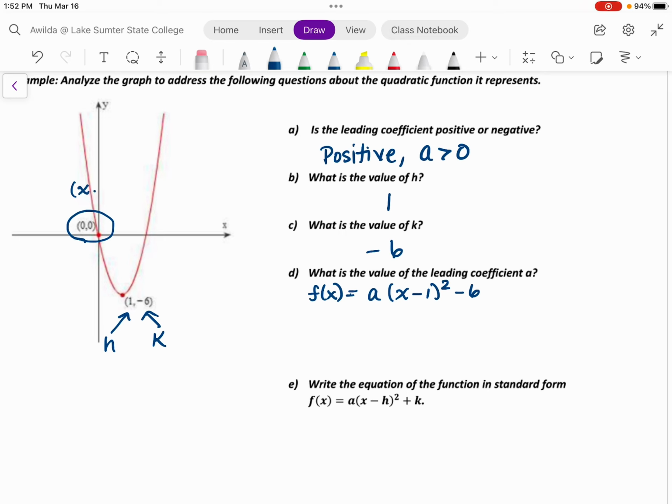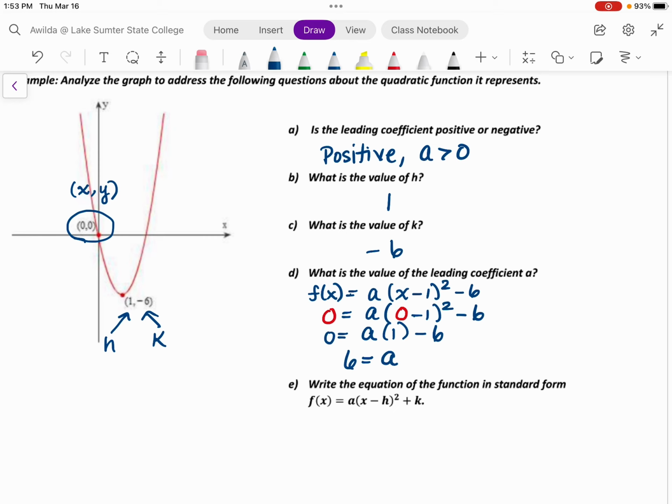Well, that is an xy pair that must satisfy the equation. So if I substitute 0 for x and 0 for y, I should be able to use that to solve for a. So I'm going to substitute 0 for y and 0 for x and then see what happens. So I have 0 equals a times 0 minus 1 quantity squared minus 6. Well, what is 0 minus 1? Well, that's a -1. And -1, when squared, gives us a +1. So basically, I have 0 is equal to a minus 6. So if I add 6 to both sides, I get that a must be 6.